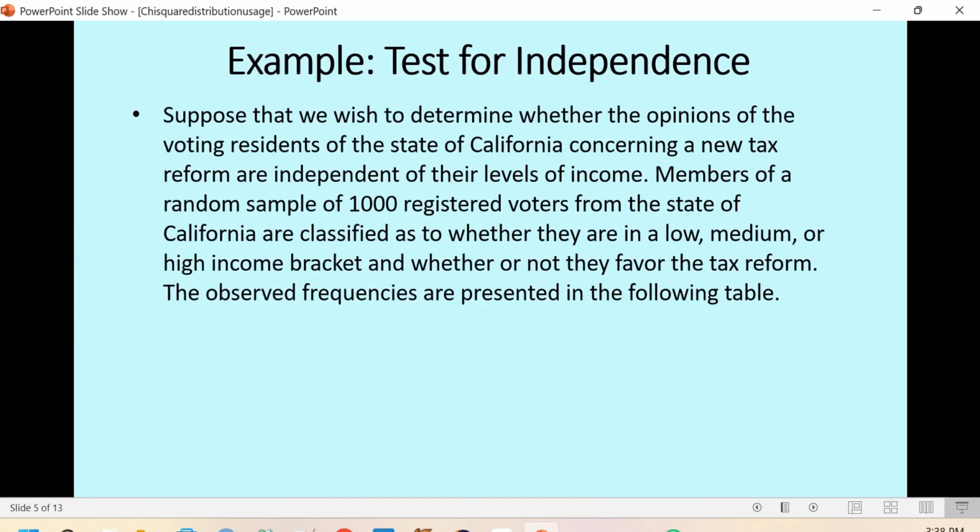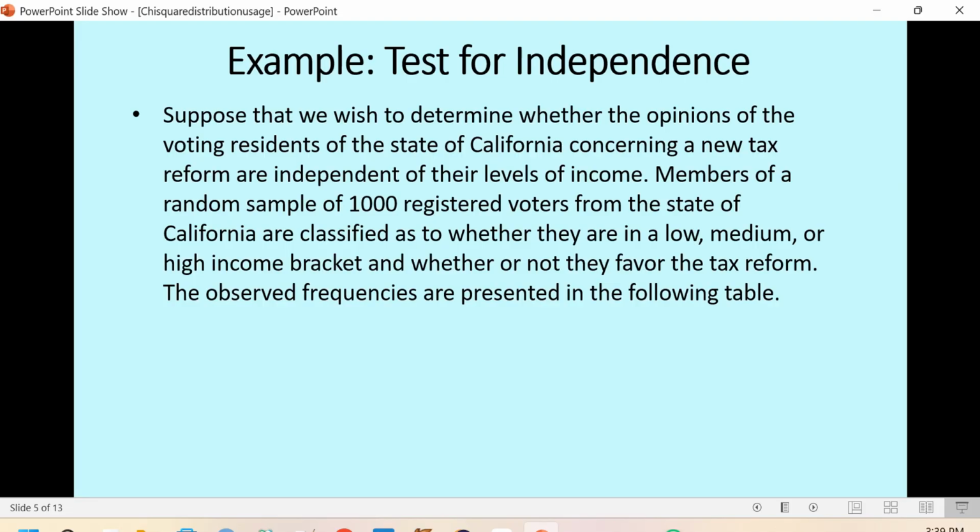So next we will take a look at an example for the test for independence, because this is the most often used case for the chi-square distribution test. So suppose we wish to determine whether the opinions of the voting residents in California concerning a new tax reform are independent of their levels of income. So say here there are two variables. One is the income and another is the vote. We will test if these two variables are independent.